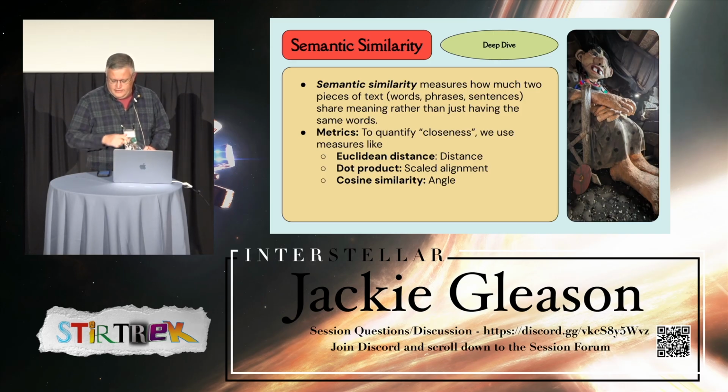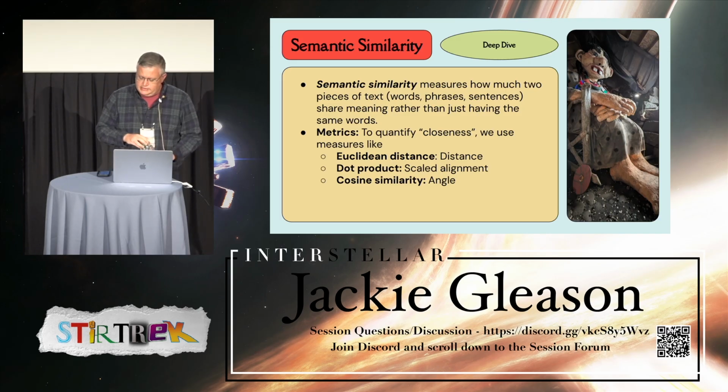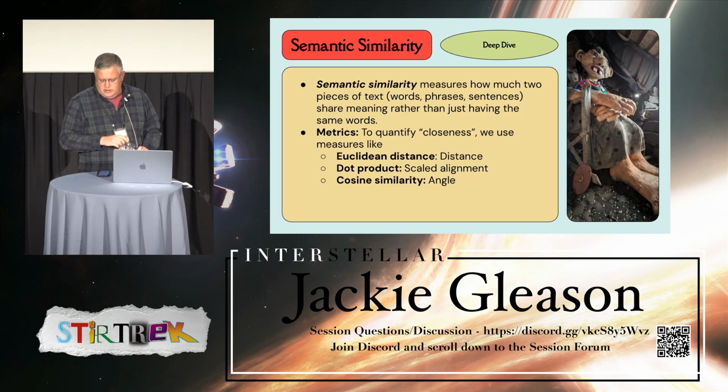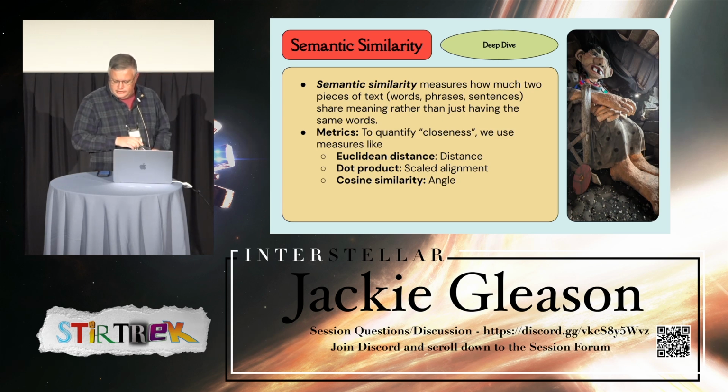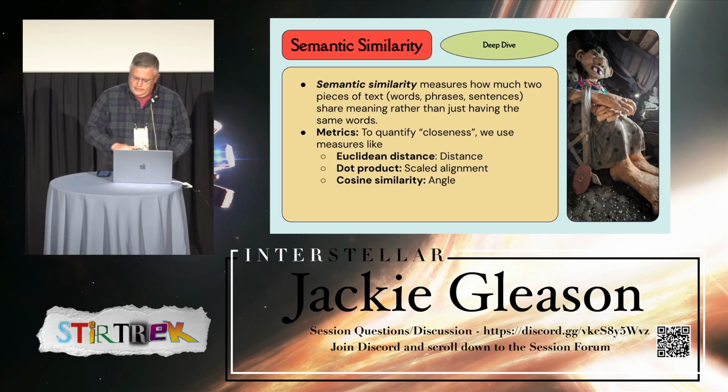Cosine similarity fixes that problem by ignoring magnitude entirely and just measuring the angle between two vectors. Two vectors pointing in the same direction score as highly similar regardless of how long they are. This is why cosine similarity is commonly used in natural language processing. It measures similarity regardless of magnitude. So a document where the word fruit appears 30 times and one where it appears 10 times can still be recognized as similar.